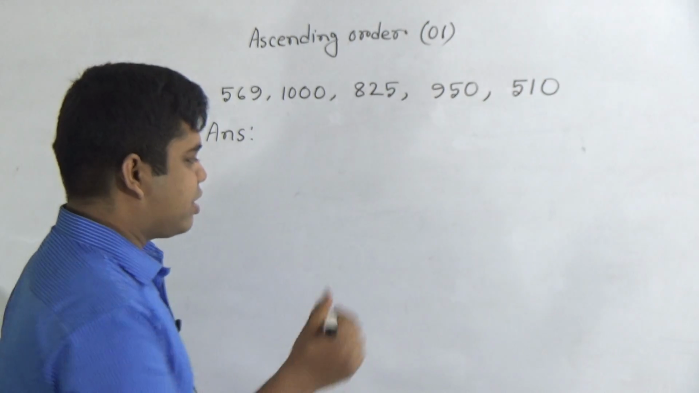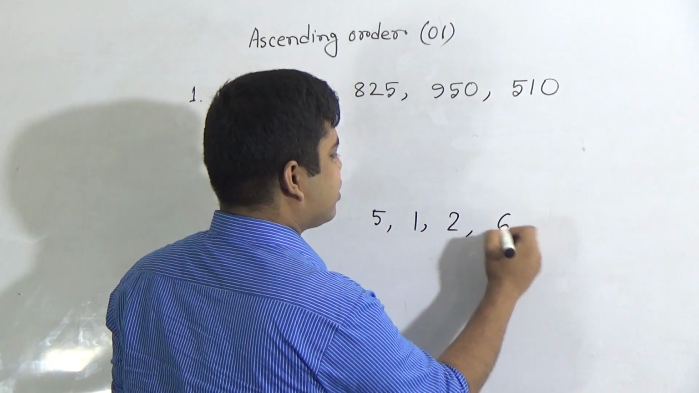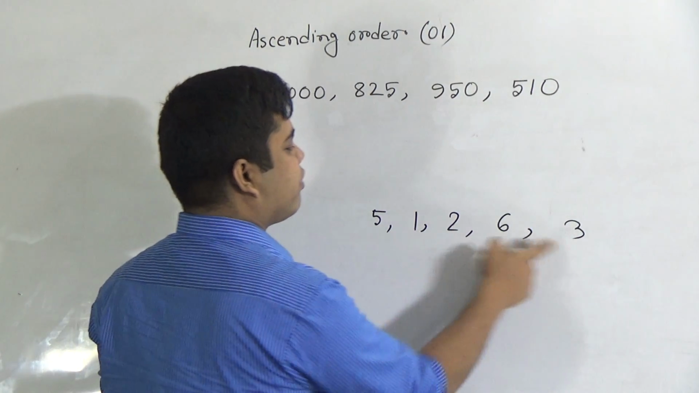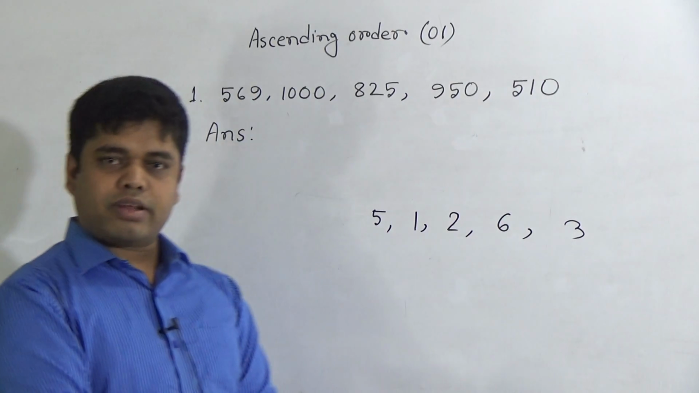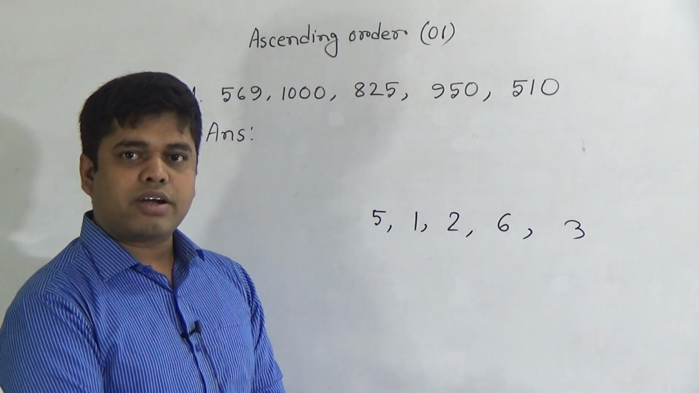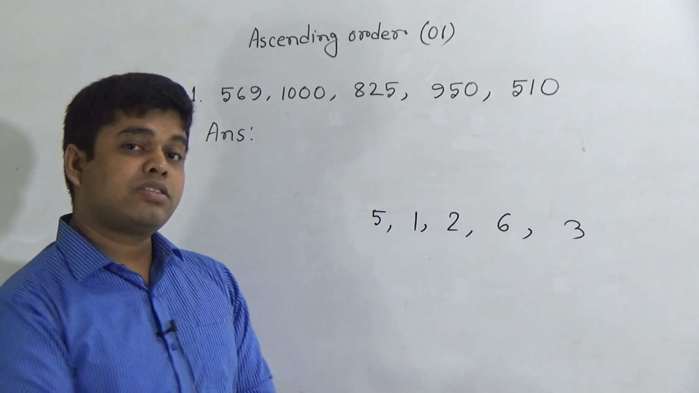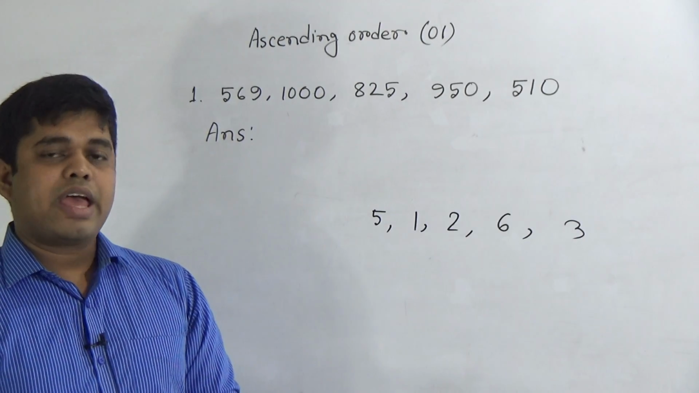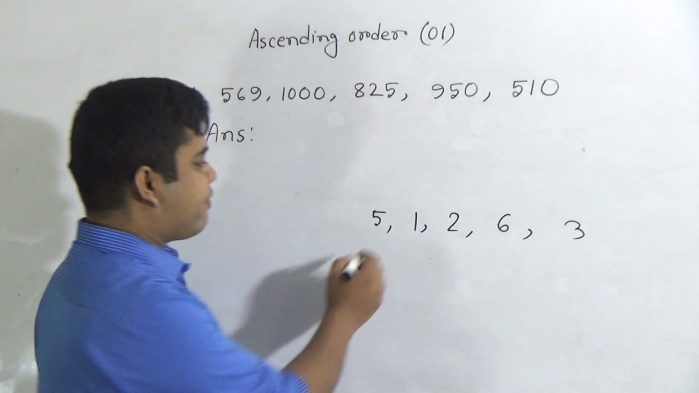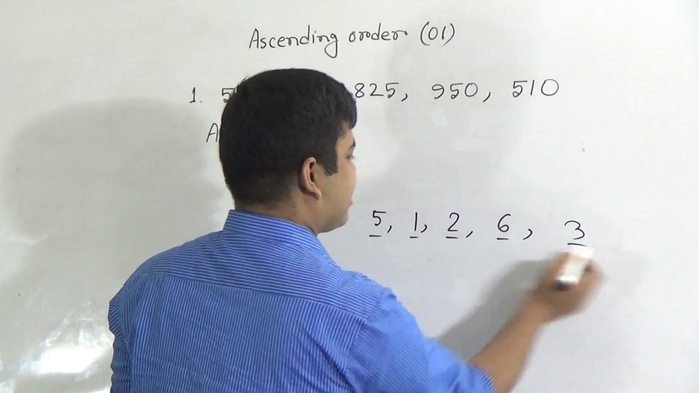Okay, please notice here 5, 1, 2, 6 and 3. So 5 numbers are given. Are they arranged or not? Please answer me. They are not arranged, but we need to arrange them in ascending order. Ascending order means smaller to larger. Here 5, here 1, here 2, here 6, here 3.